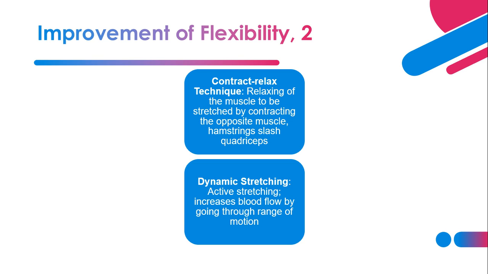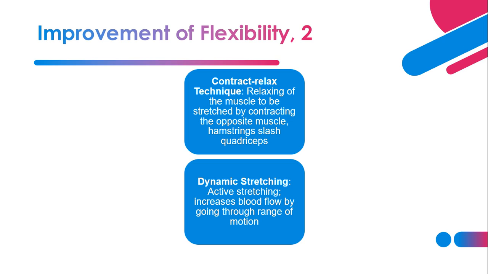When one uses this technique to develop flexibility, the muscle opposite the one to be stretched is contracted for at least 5 seconds. This relaxes the muscle to be stretched. To apply this technique to the development of hamstring flexibility, an individual would contract the quadricep muscles, thus relaxing the hamstrings. This technique allows the stretch to be performed through a greater range of motion.